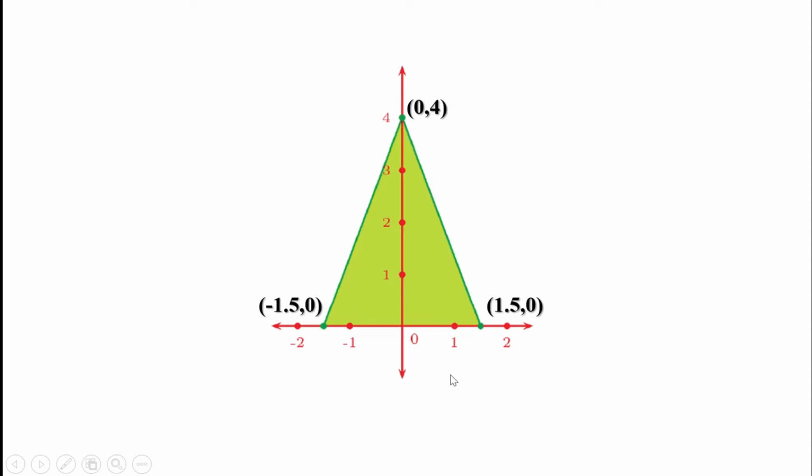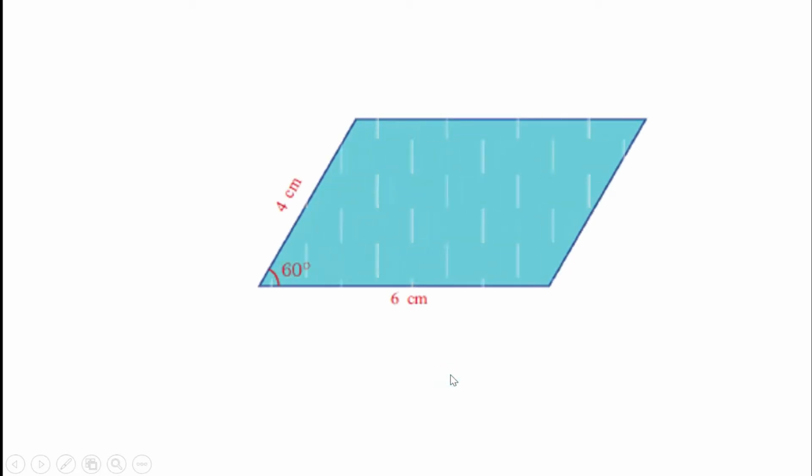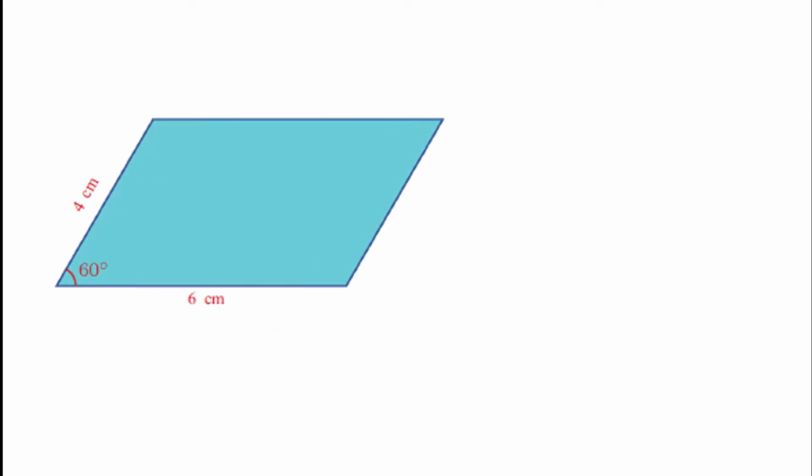Now, let us consider another figure. A parallelogram with adjacent sides 4 cm and 6 cm and angle between them 60 degrees. Let us give a name for this parallelogram at first. Let it be ABCD. To draw this parallelogram, we can draw x-axis and y-axis like this. Now, what are the coordinates of the vertices? We know A is (0, 0). Since this distance is 6, B is (6, 0).